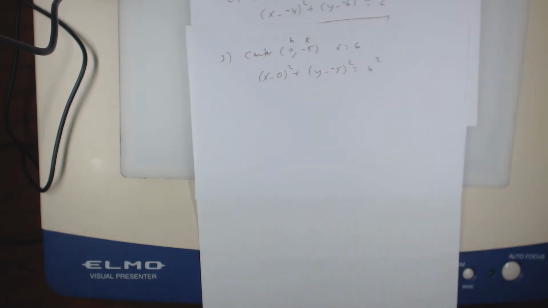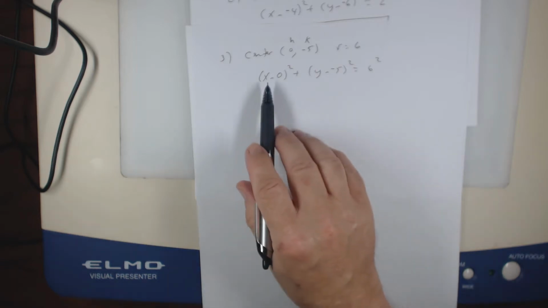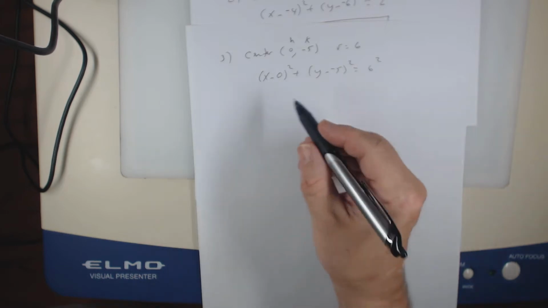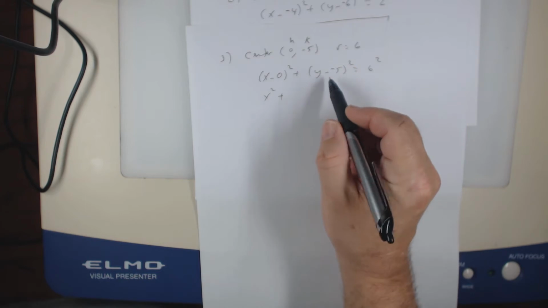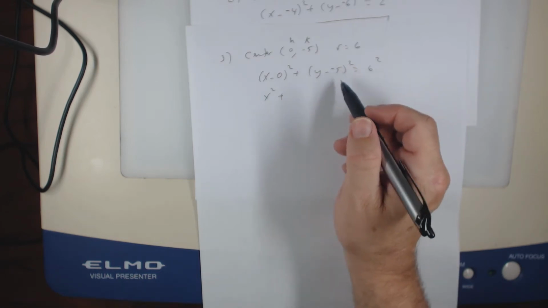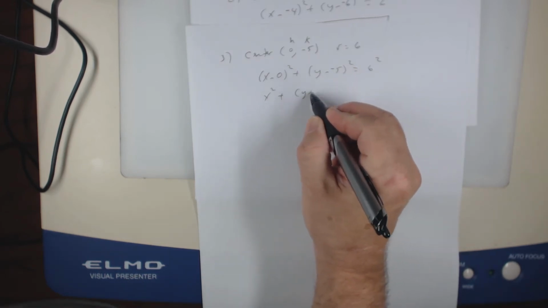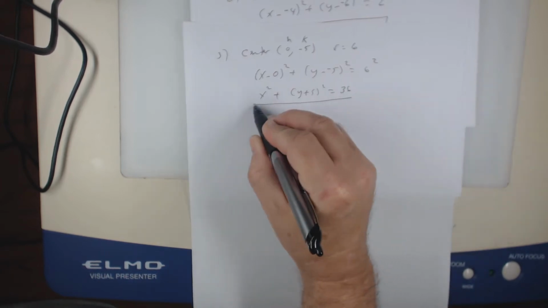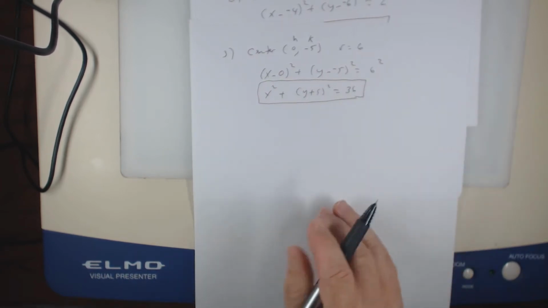I expect you to know, based on what we talked about a while ago, that x minus 0 squared is just x squared. You have to write it as x squared. If you leave it like this, you can be upset with me because you're not going to get full credit. And then I expect you to know that y subtract negative 5 squared is y plus 5 squared. And that's going to equal what? So that's the answer you need to give.